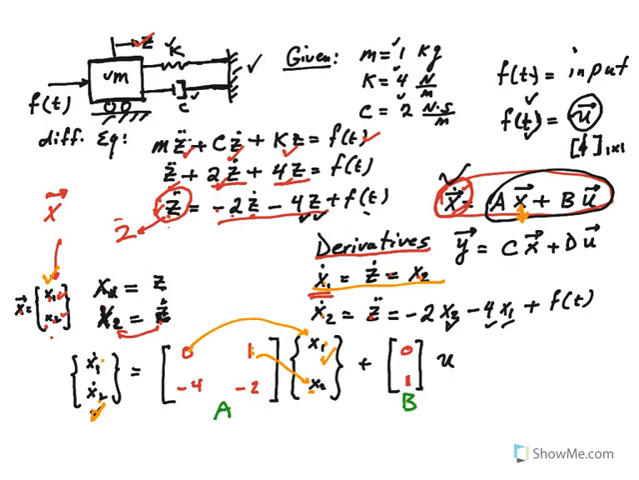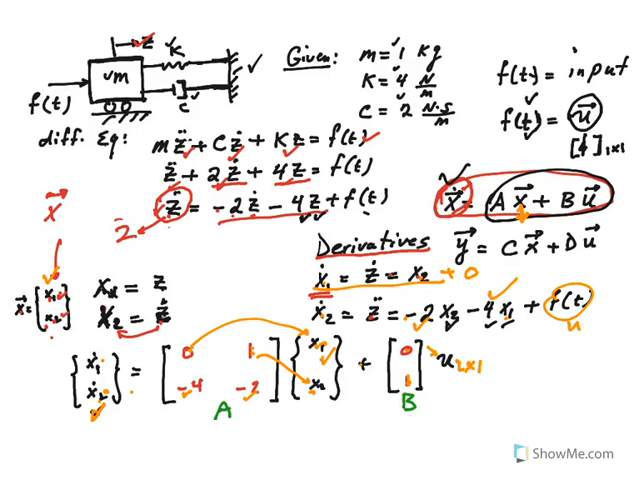X dot 2 equals minus 4x1, minus 2x2, plus, remember, this is a 1 by 1, right? And I'm going to talk about the size of these, by the way. This is a 1 by 1. So, the first equation, we don't have any input, so 0, right? And the second one, we have our u, our input, which is f of t, 1.